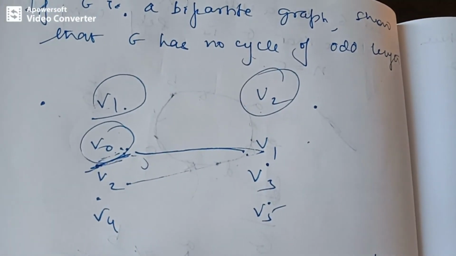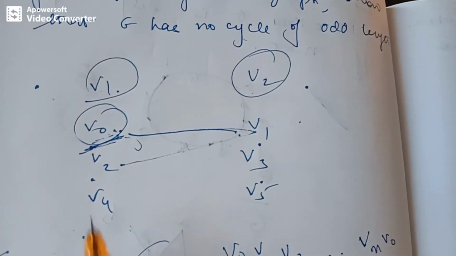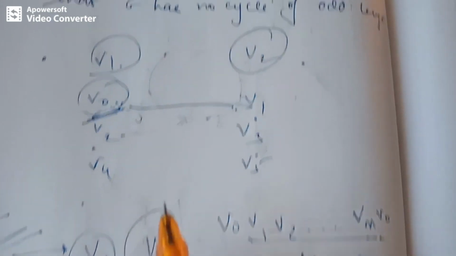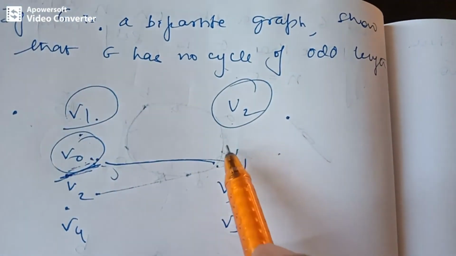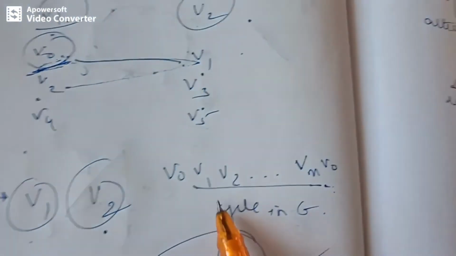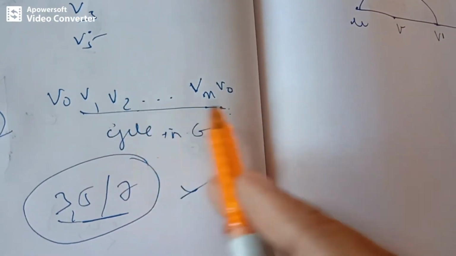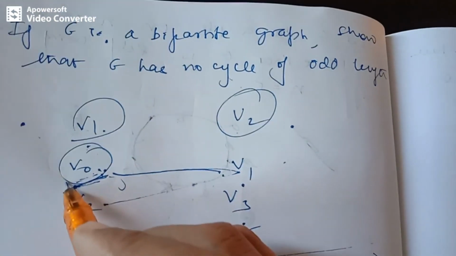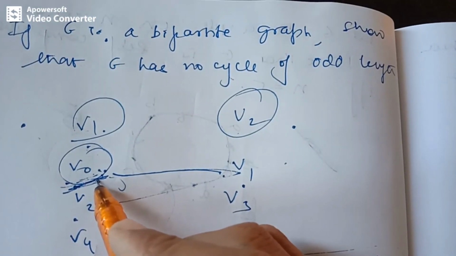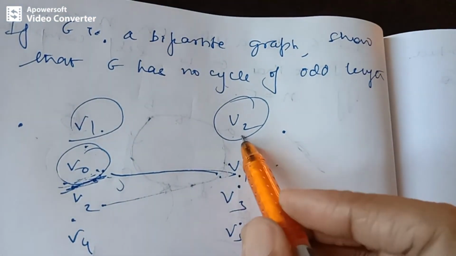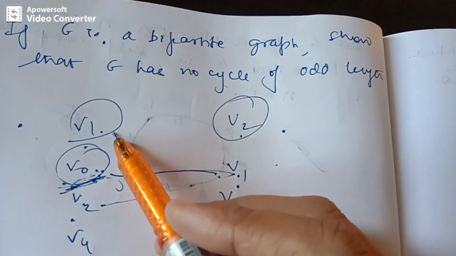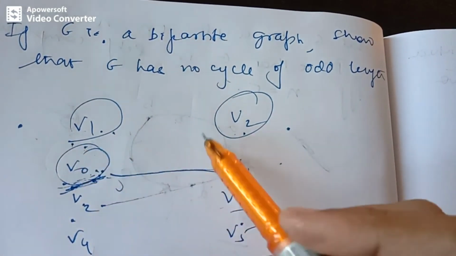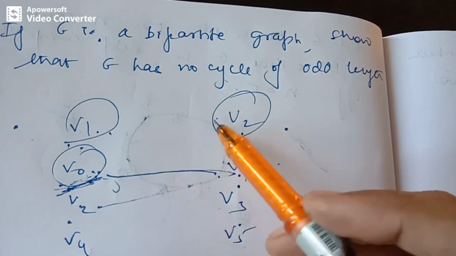Since G is bipartite, we can partition the vertex set V into V1 and V2 disjoint sets, so that each edge of G joins a vertex in V1 to a vertex in V2. Let V0, V1, V2 up till V0 be a cycle in G, and we assume that V0 is a vertex in V1. So obviously V1 will be a vertex in V2, likewise V2 will be a vertex in V1, and so on alternately. So the vertices in the cycle belong to the V1 and V2 vertex sets.